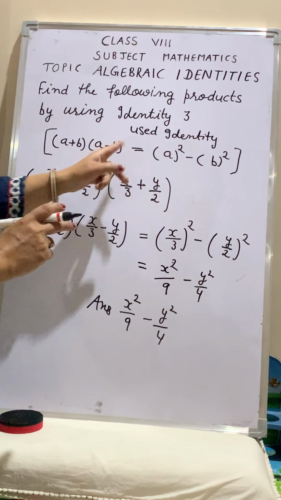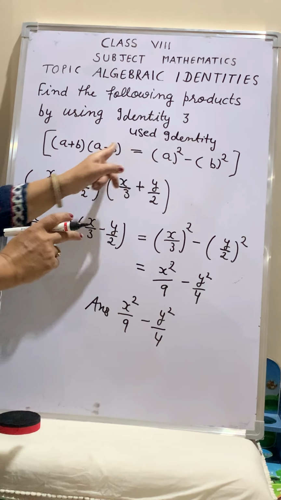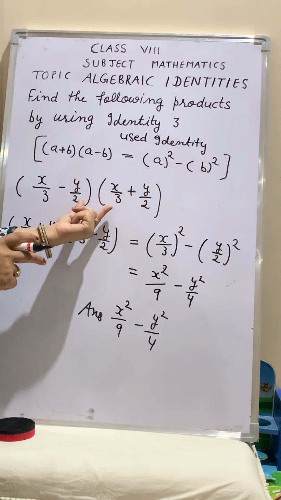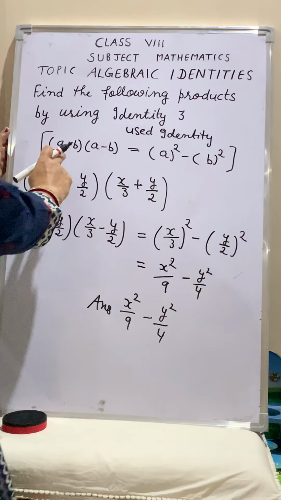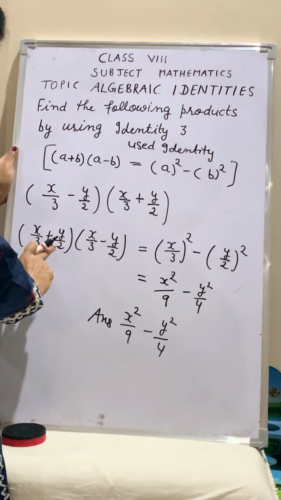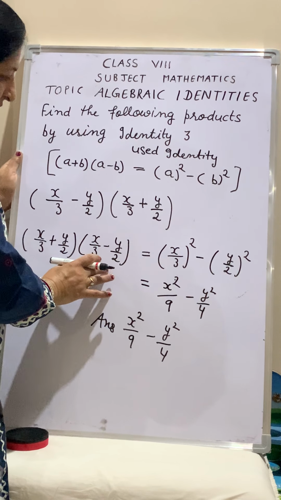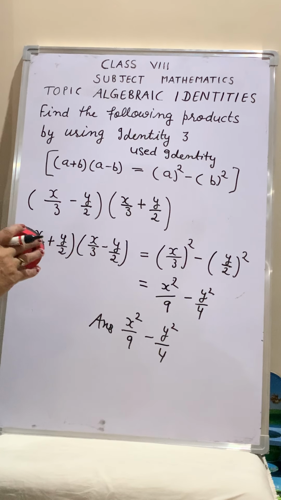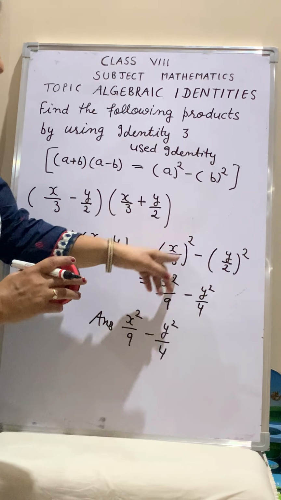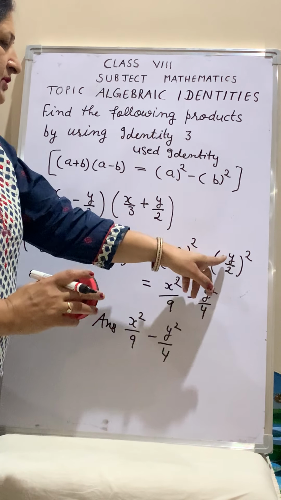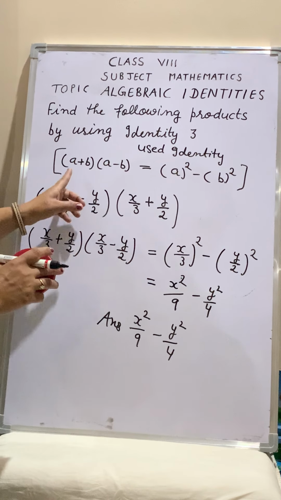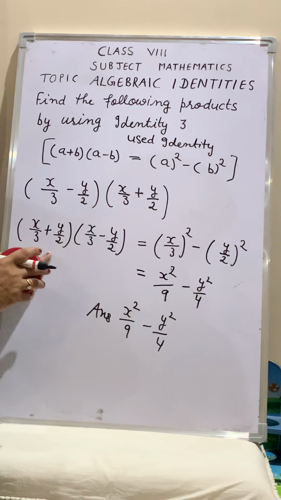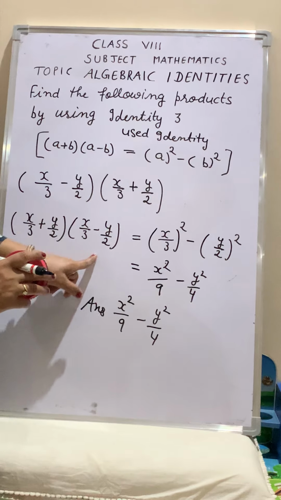Identity means a statement of equality. Left hand side is equal to right hand side. Here we write down the statement by using this identity. First of all, write down the left hand side, then the right hand side. You have to write down the whole square, not the square of. You have to write down the whole square of the first number minus whole square of the second. And in this identity, you have to observe that A should be the same and B should be the same.